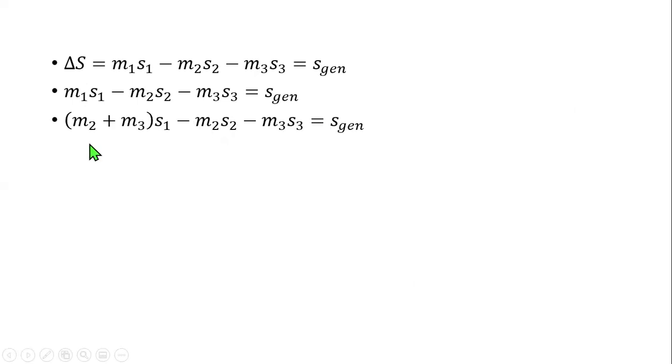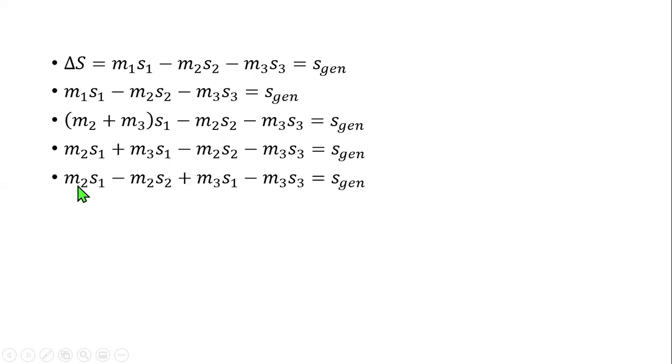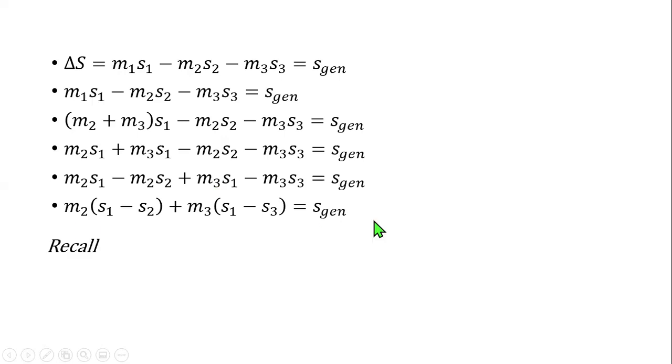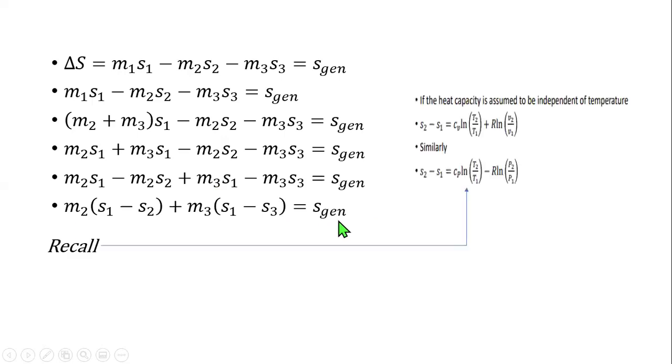So M1S1 minus M2S2 minus M3S3 should be equal to our entropy generated. And just like what we did when we were looking at the enthalpy, M1 is M2 plus M3. So I can expand and then group the terms. Everything with M2 can go to one side, everything with M3 can come to the other side. And I can factorize M2 and M3 out. So all of them should be equal to my S generated. But you remember that we had these expressions. If I have S2 minus S1, this would be the expression we can use if you are dealing with temperature and volume, or the one down here if you are dealing with temperature and pressure.